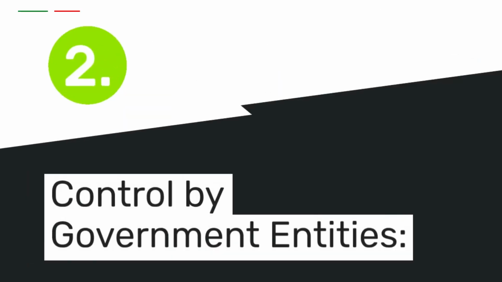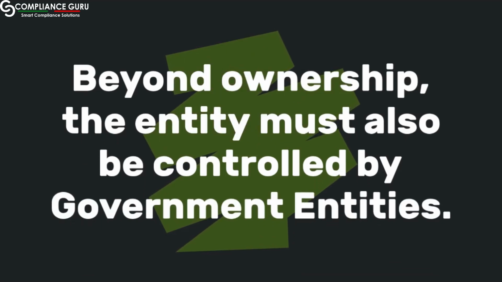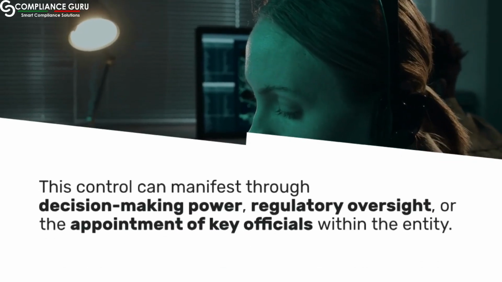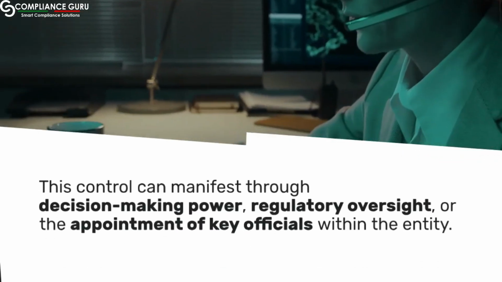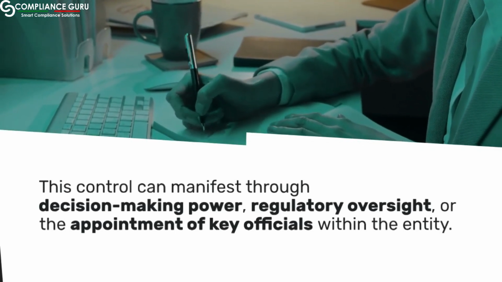2. Control by government entities. Beyond ownership, the entity must also be controlled by government entities. This control can manifest through decision-making power, regulatory oversight, or the appointment of key officials within the entity.